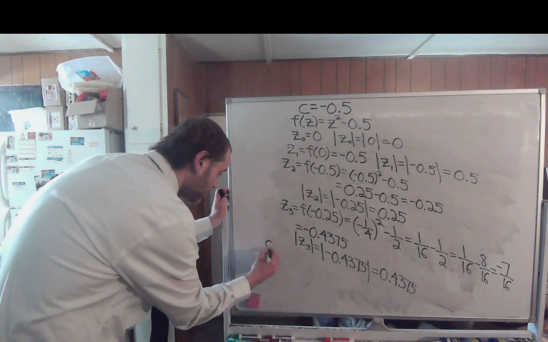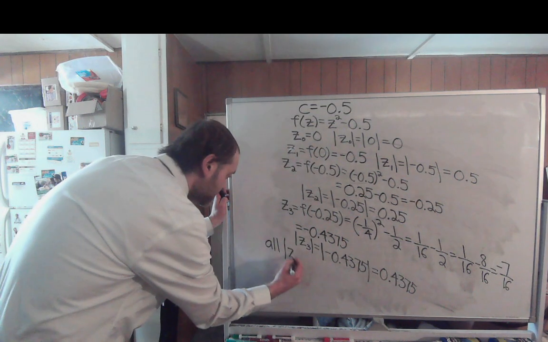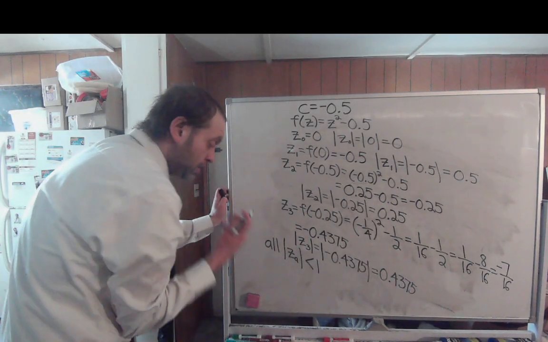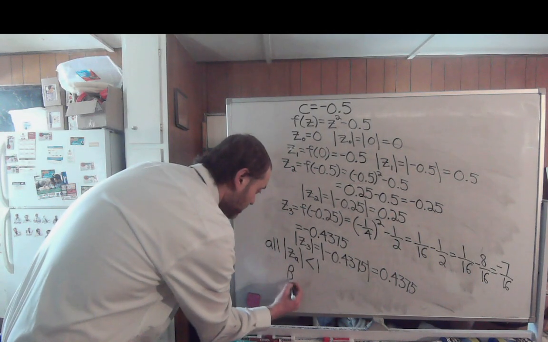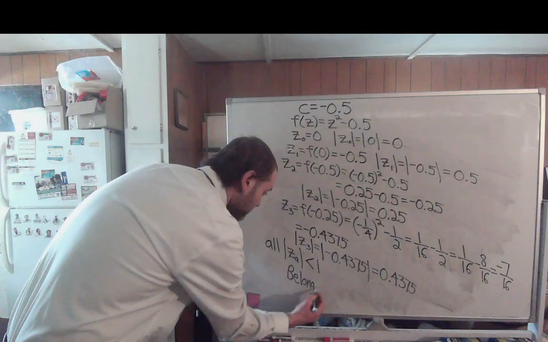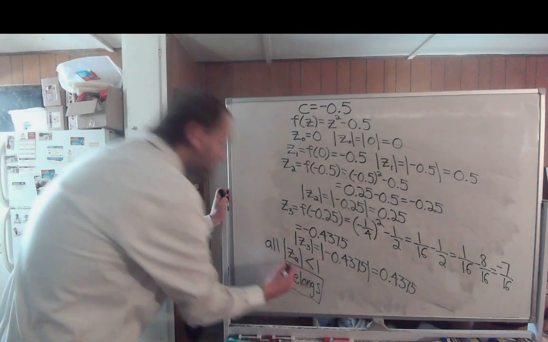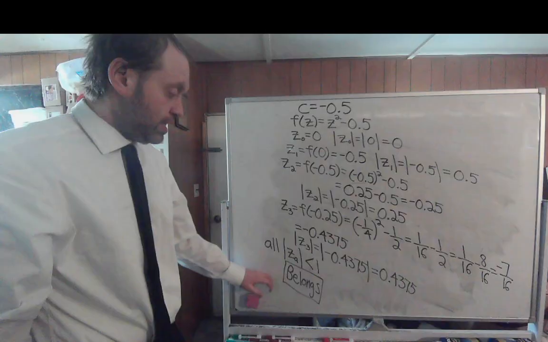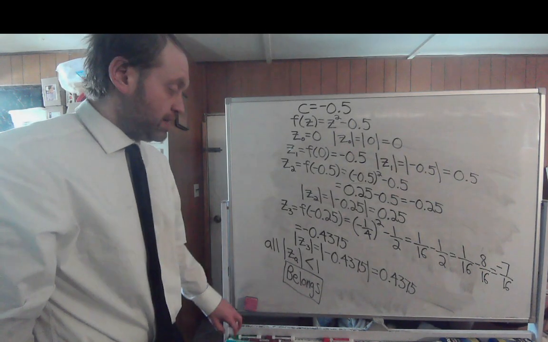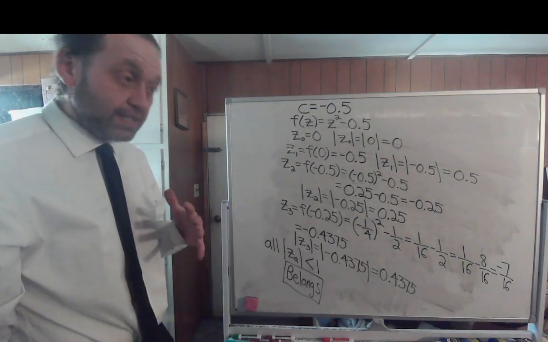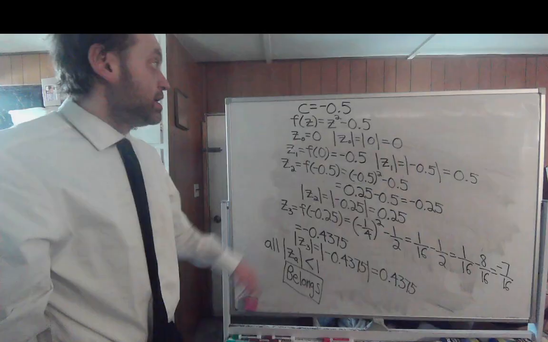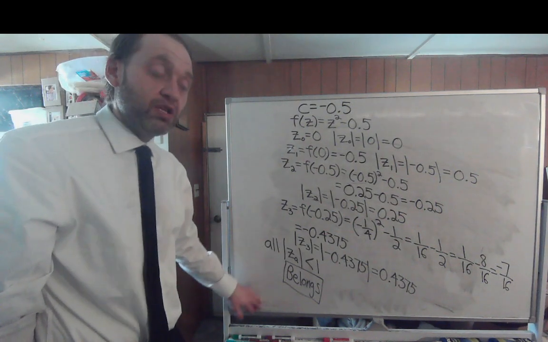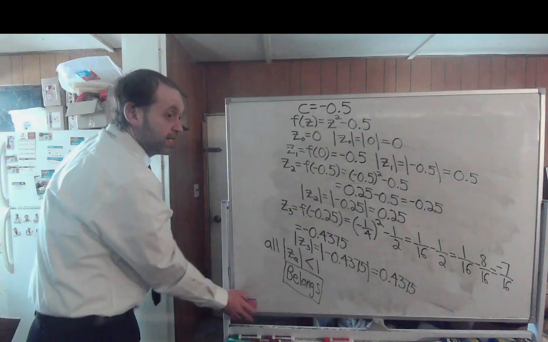So all of your z sub n's, which means all your absolute values, are less than 1. So this belongs to the Mandelbrot set. This one does belong. Since they are all smaller than a fixed natural number and don't increase infinitely, and actually fluctuate between increasing and decreasing, but they never get bigger than 1, c equals negative 0.5, so negative 0.5 does in fact belong to the Mandelbrot set in this case.